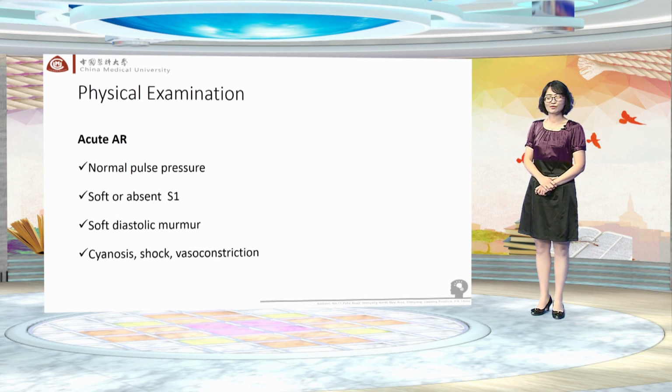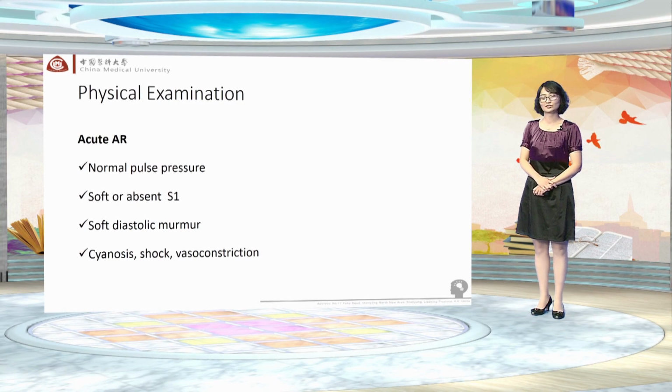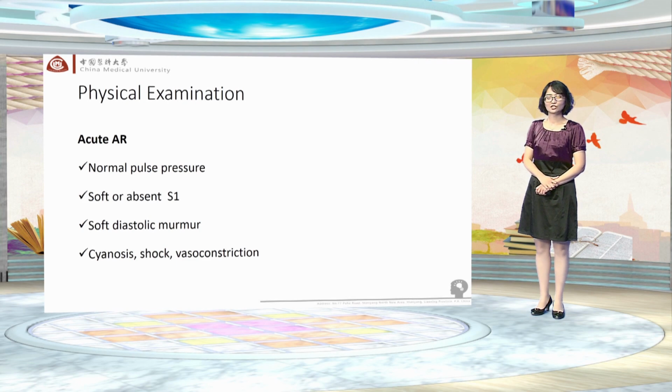During the physical examination in acute AR, the pulse pressure may be normal. The S1 sound may be soft or absent. There is only a soft diastolic murmur. The appearance of the patient may be with cyanosis, shock, and vasoconstriction.